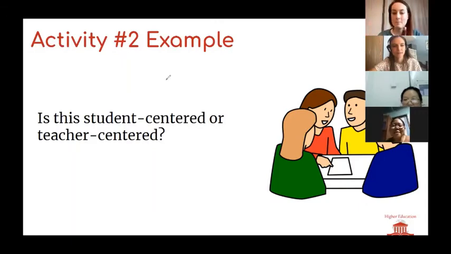1 plus 1 equals 2. Good. So 1 plus 1 equals 2. Excellent job.